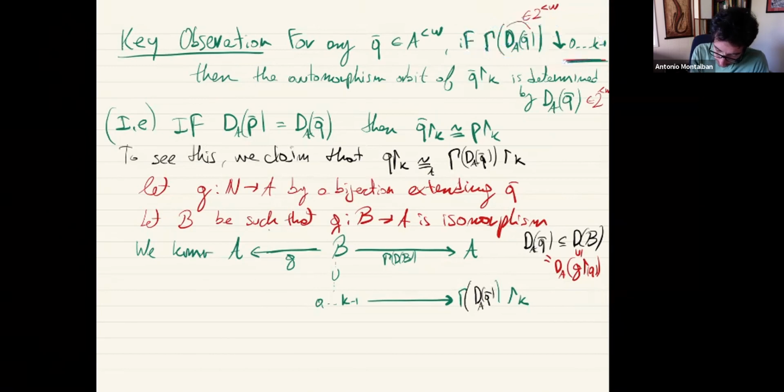Now, if you go on the other side, through G, well, here you get Q, and this maps to Q up to K.